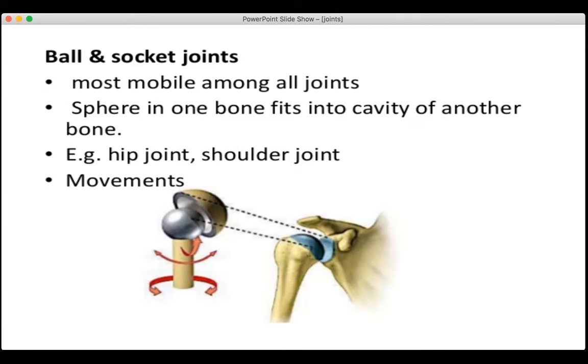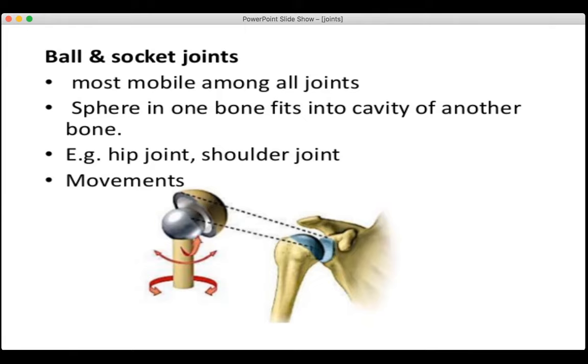The next slide will tell you about the movements this joint allows. After every joint slide, I am showing you a separate repeat slide. There you can see the arrows which will help you understand what movements it allows. Now you can see full rotation it is allowing, sideways movement, and up and down movement. So your shoulder can do any movement in all directions. That's why it is affected most, and it is the most mobile among all joints. Ball and socket joints are the most mobile.